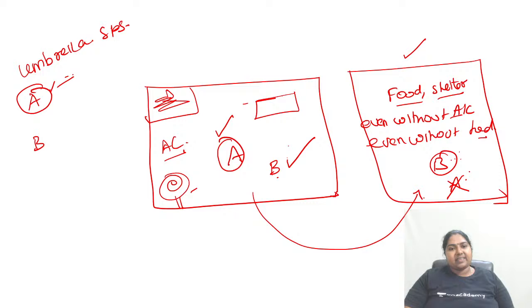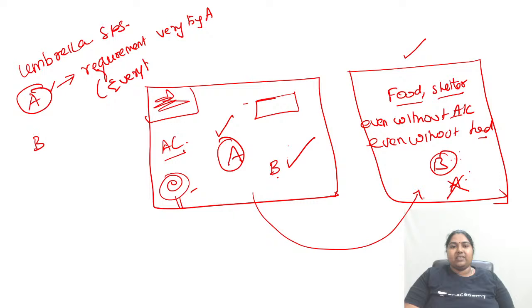In simple words, the requirement is very big for A, so everything gets covered in A. If everything is getting covered in A, you don't have to worry at all. Anybody can come and stay in the place where A is staying. But B is suitable only for B, and A cannot come and stay because it doesn't have these conditions. So now you understand the umbrella species.